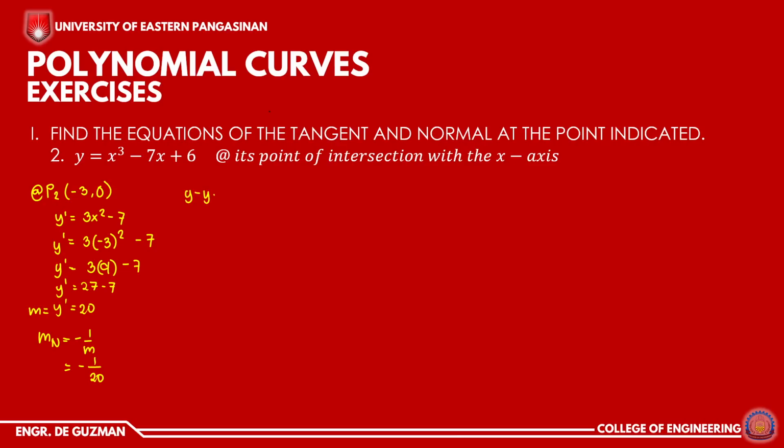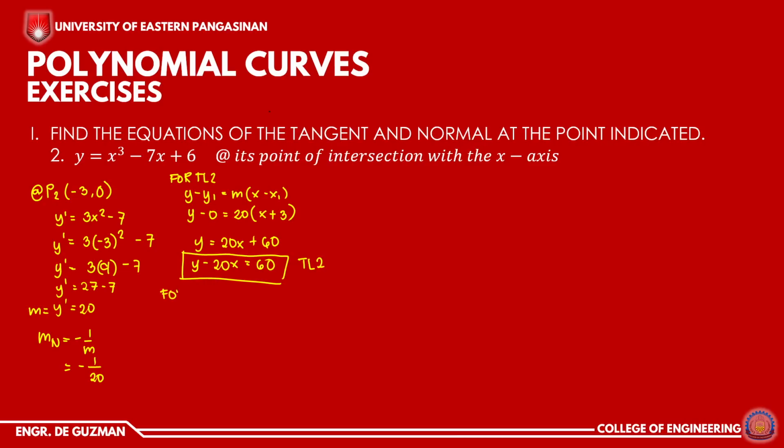So, y minus y sub 1 for TL2 is equals to m times x minus x sub 1. Y minus 0 is equals to 20 times x plus 3. So, y is equals to 20x plus 60. Y minus 20x is equals to 60. So, ito yung ating TL2 or tangent line 2.